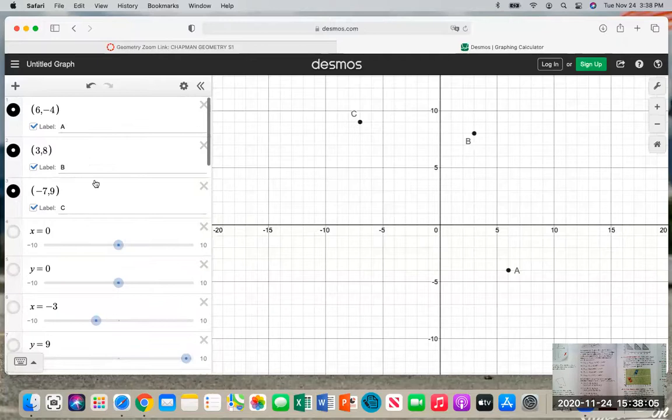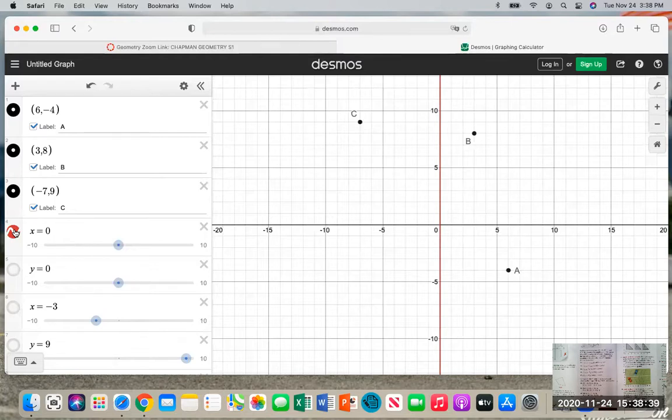So here are our 3 points that they give us up in the directions. 6, -4, they're calling that A. B is 3, 8. C is -7, 9, so that's all good to go. You can see those 3 points up here on my screen, A, B, and C. Number 13 wants us to reflect across the y-axis first. So I'm going to turn that off and on again so you can see the y-axis right here, vertically right here. You can see it turn red, right? So there's the y-axis. That's what we're reflecting across right now.